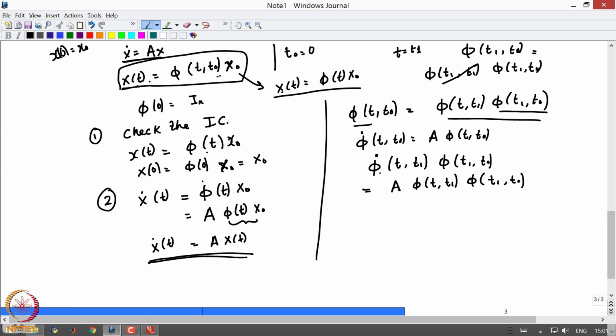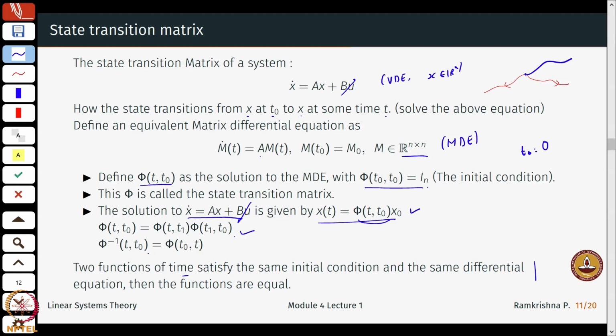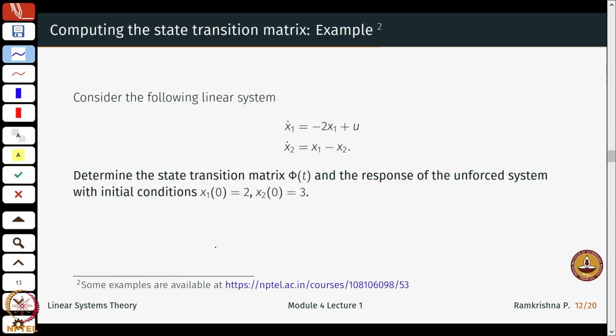So, on the left hand side I just differentiate this function. So, d by dt of this entire thing here, phi T comma T1 phi T1 comma T0, will give me A times the entire function rewritten here itself. So, the second thing is also true, and I think this can be a little easy to prove, so I will just leave that as a little exercise. Okay, let us spend some time solving a particular problem.